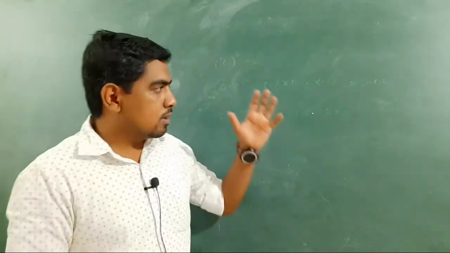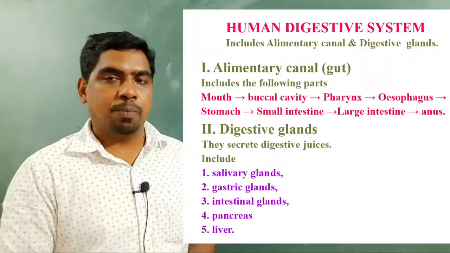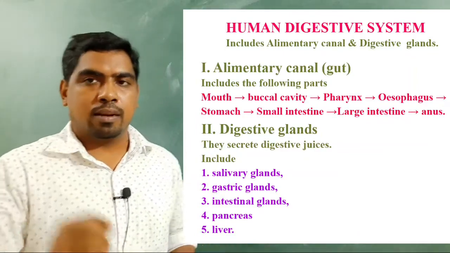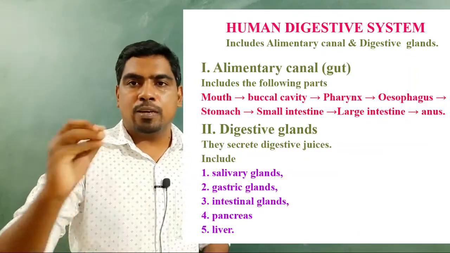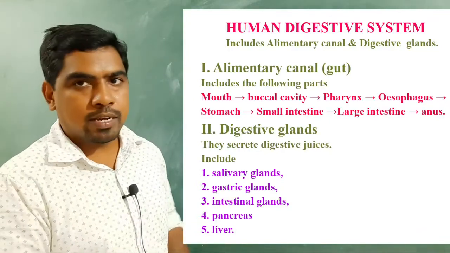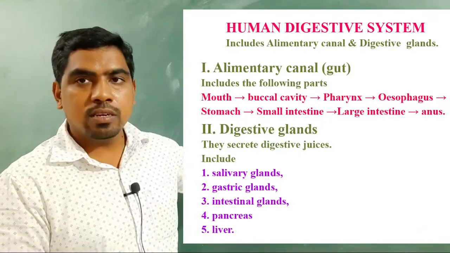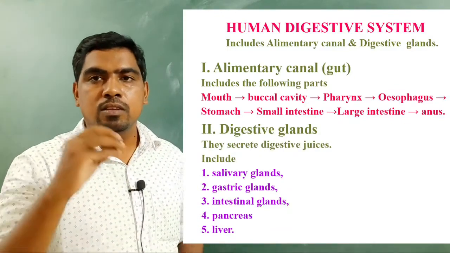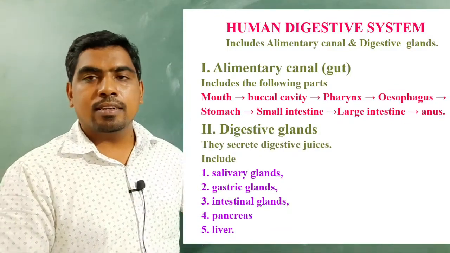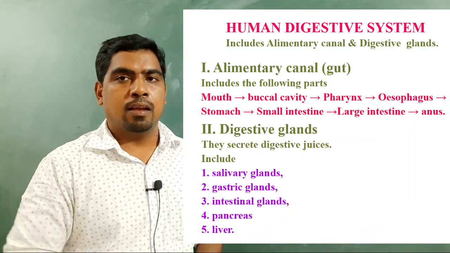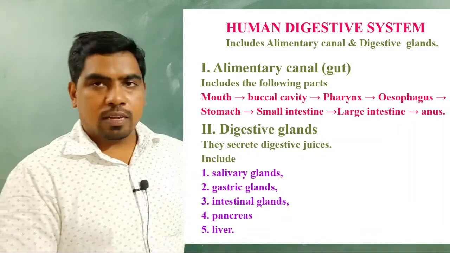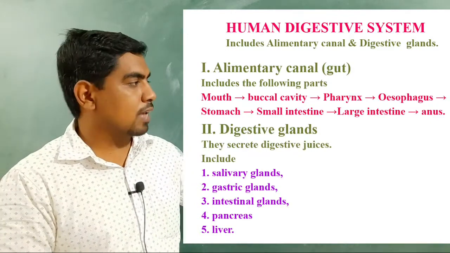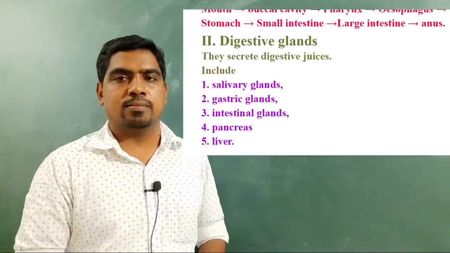Human digestive system has 2 parts: alimentary canal and digestive glands. First part is alimentary canal. The parts of alimentary canal are mouth, buccal cavity, pharynx, esophagus, stomach, small intestine, large intestine and anus. Digestive glands include salivary glands, gastric gland, liver, pancreas and intestinal glands.